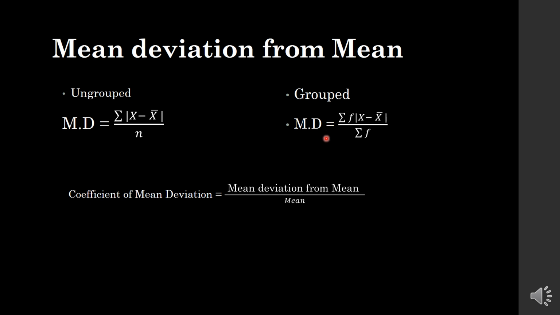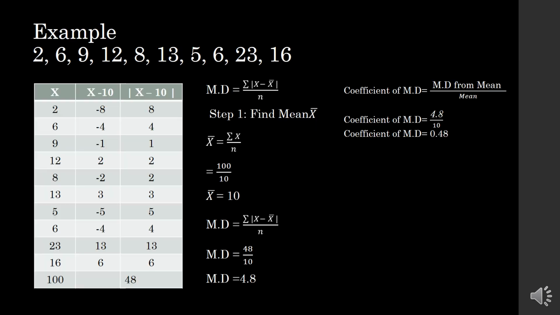The next thing is, when we are finding out the range, quartile deviation, or mean deviation, we have to find out their relative dispersion, which is called the coefficient of that particular dispersion. So here we have to find out the coefficient of mean deviation. The formula of the coefficient of mean deviation is the mean deviation from mean, the value which you find out from this formula or from this formula, divided by mean.